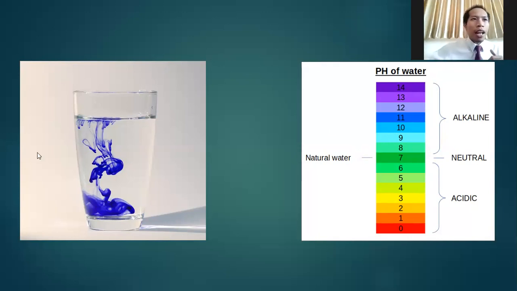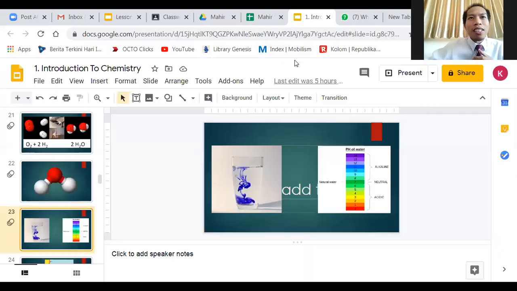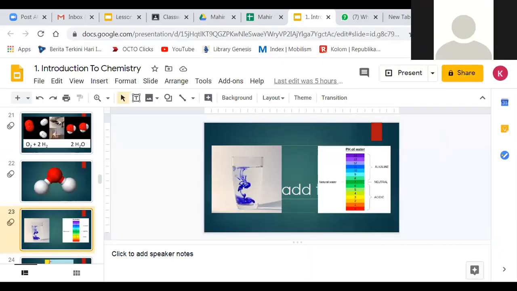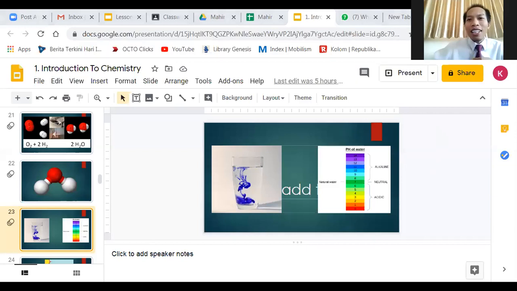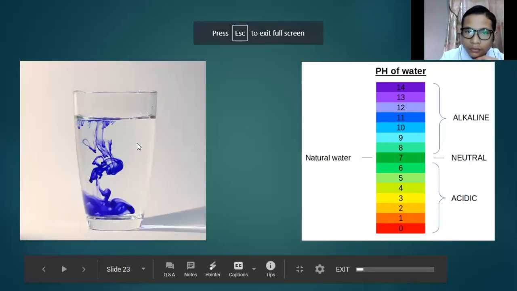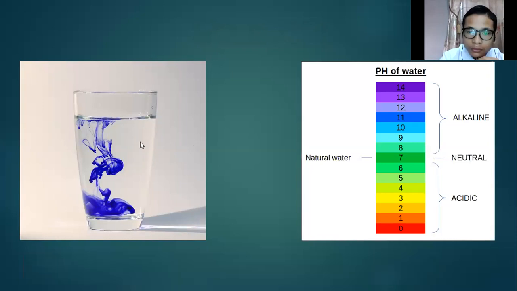The left one is the example of the physical properties. What is physical properties? For example, the color. Color is physical properties. When we're talking about water, what is the color of water? Anyone know? Transparent. Clear. It is transparent, colorless. Water is colorless, no color. Okay, so as you can see here in the slide, water is colorless, no color.